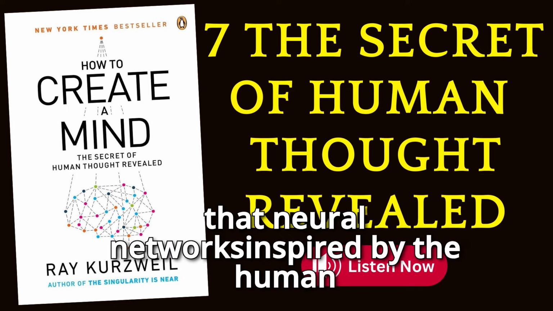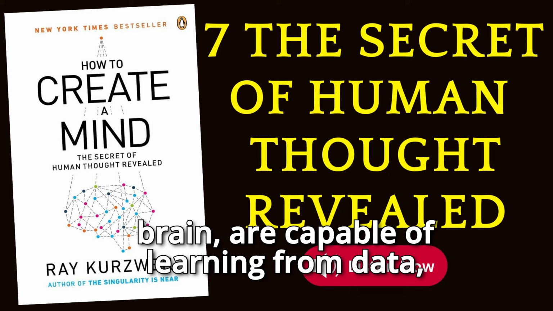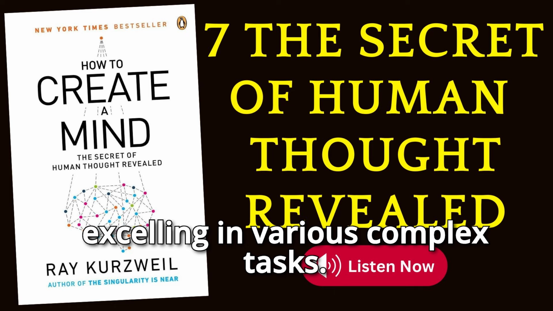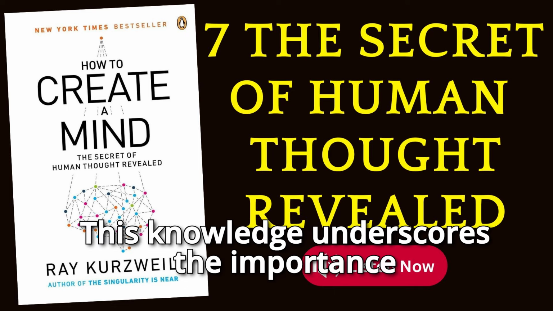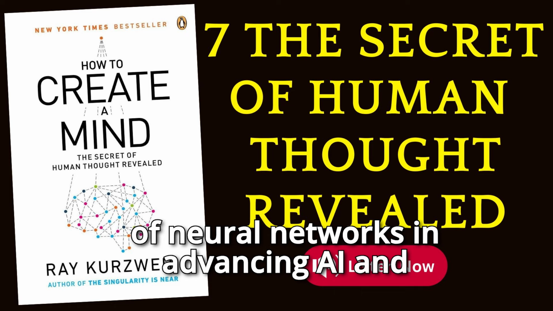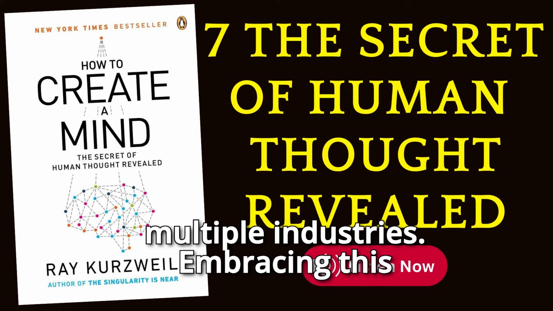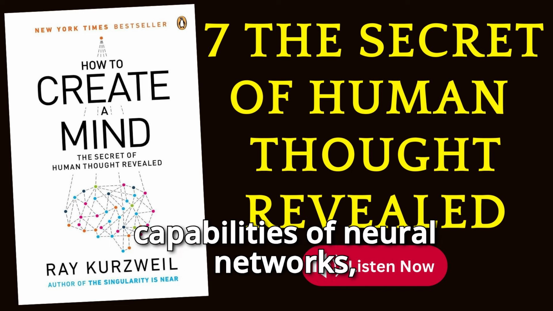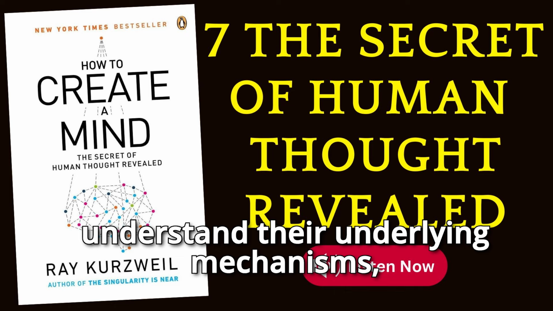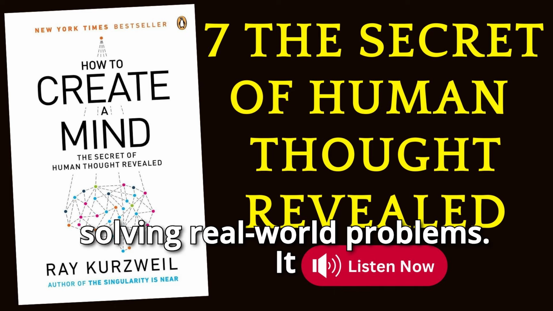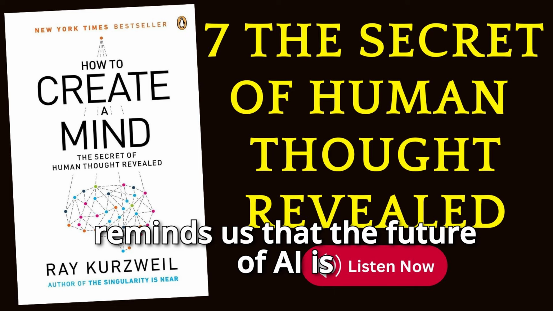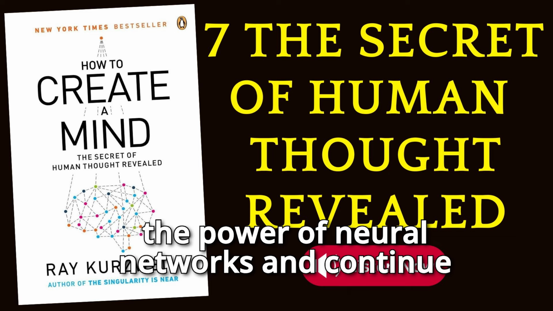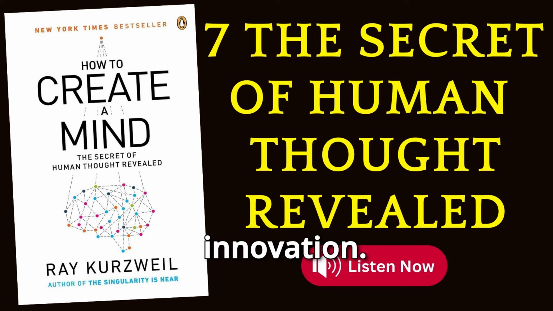It teaches us that neural networks, inspired by the human brain, are capable of learning from data, adapting to new information, and excelling in various complex tasks. This knowledge underscores the importance of neural networks in advancing AI and highlights their potential to transform multiple industries. Embracing this principle encourages us to explore the capabilities of neural networks, understand their underlying mechanisms, and consider their applications in solving real-world problems. It reminds us that the future of AI is closely tied to our ability to harness the power of neural networks and continue pushing the boundaries of technological innovation.